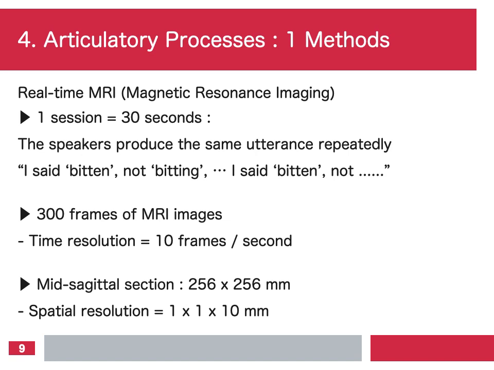Now, in order to observe articulatory processes, we took real-time MRI. Each of the sessions lasts 30 seconds. Within this, a speaker produces the same utterances repeatedly, as in I said bitten, not bidding, I said bitten, not bidding. By doing this, we obtain 300 frames of MRI images from each of the sessions.